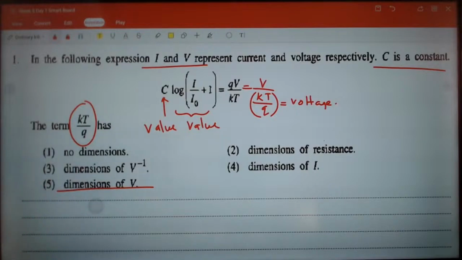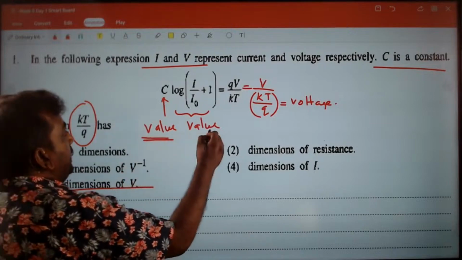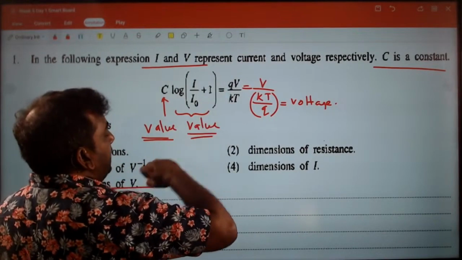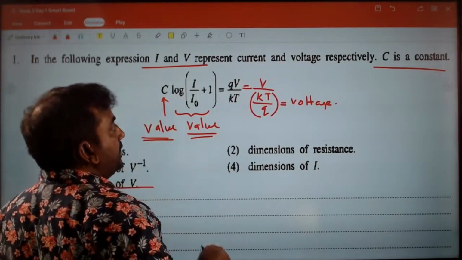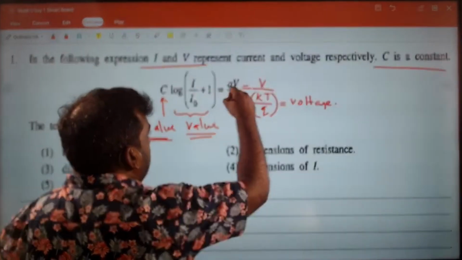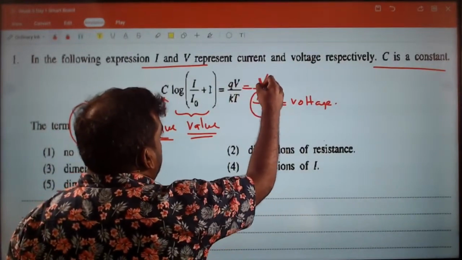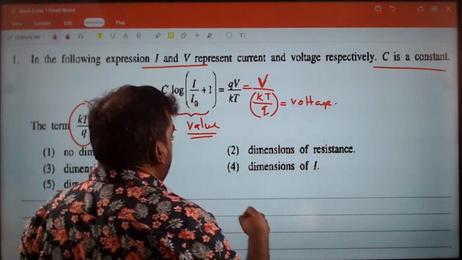Therefore, directly there, the answer is answer number 5. So very simple. If this is a value, this is a value, left hand side value, right hand side also value. So kT divided by q, if this is voltage, then this part also should be a voltage.